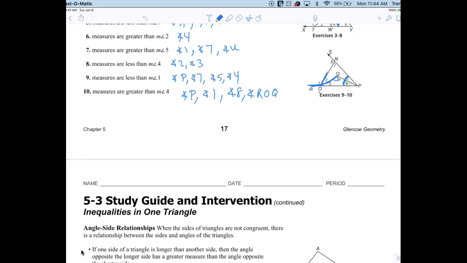What about angle R? Angle 1. Oh, no. What? Angle 2 and angle 3. Oh wait, greater, never mind. Yes. What? Angle NOP. I don't think we can say anything about NOP.